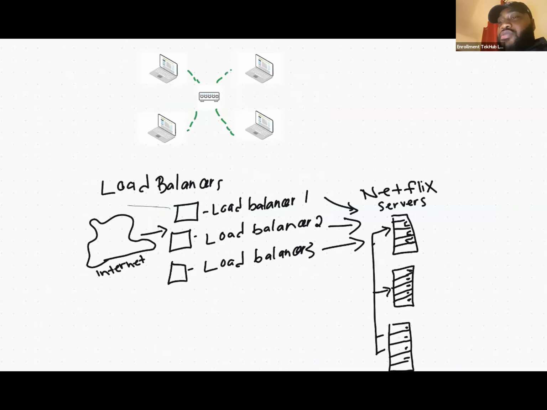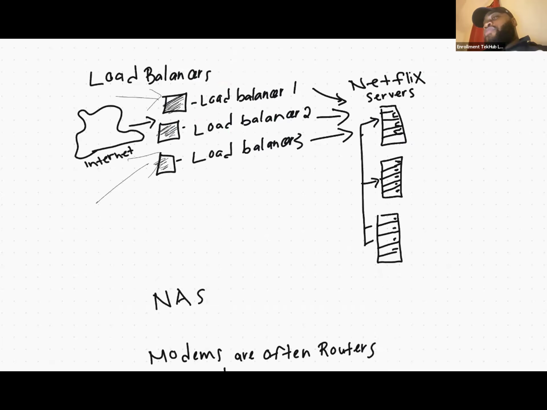These load balancers are going to fill up with requests, and then they're going to be spread through the Netflix servers. So they're saying, I think you have 2 million people accessing this server. We're going to disperse the load onto server 2. And then, it's too many people on server 2, we're going to push it onto server 1.